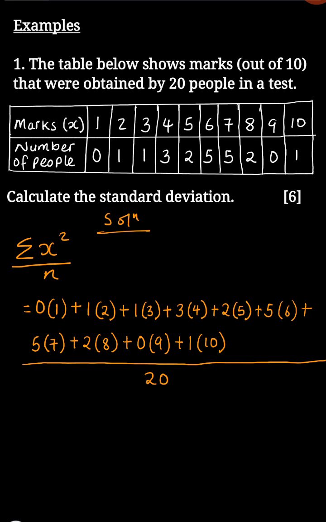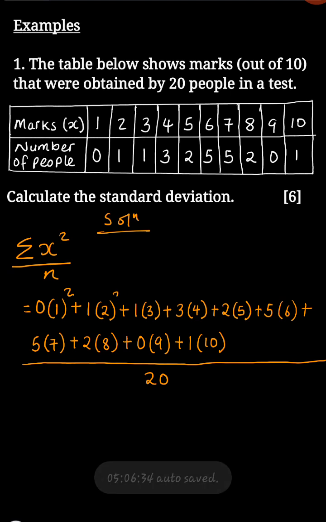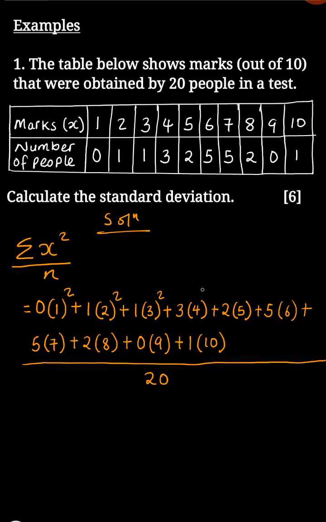So here we'll say 0 to the power 2, again here to the power 2, and so on for each bracket, all to the power 2. All of these divided by 20.